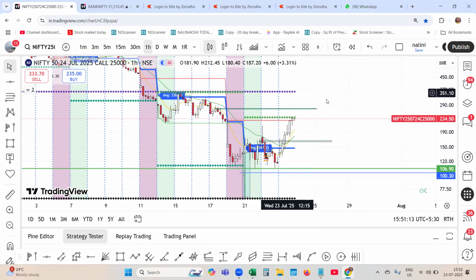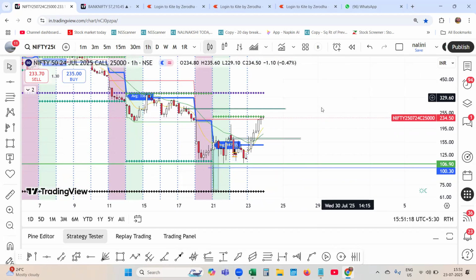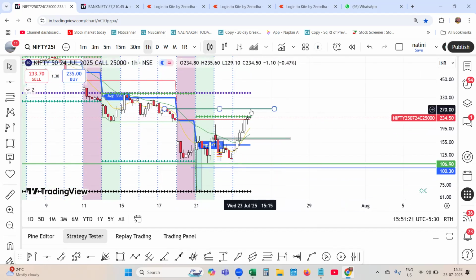If it crosses this, there will be a threat for those people who have written the call option. So probably the market may face resistance around 255 for this call option, even in case it gaps up.